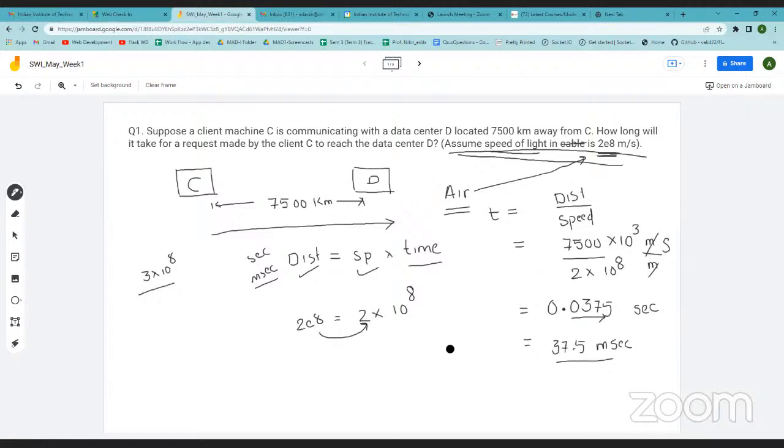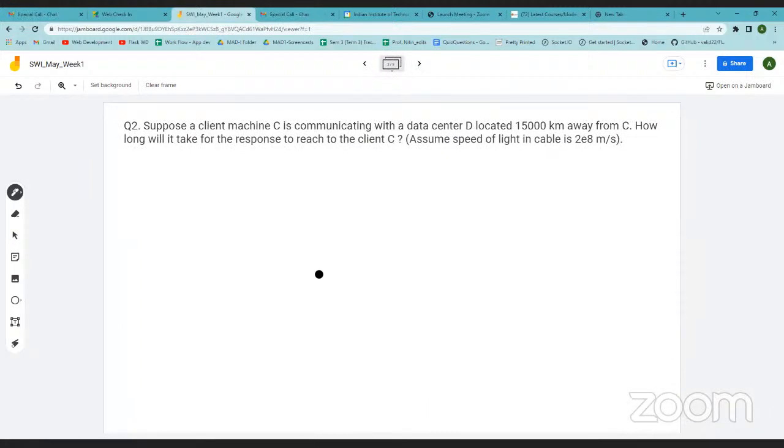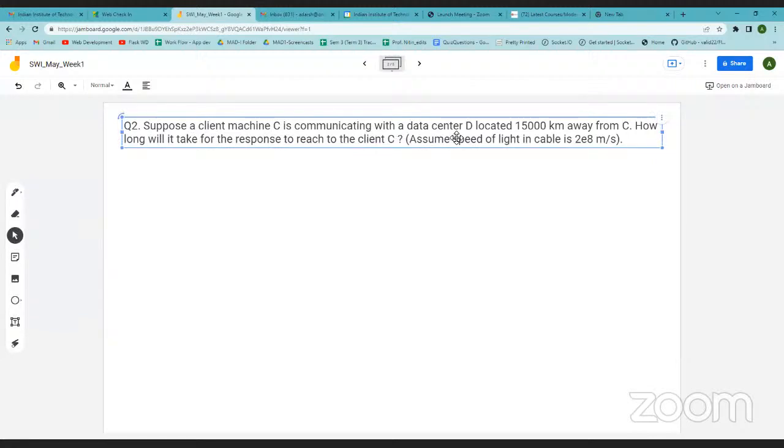Okay, I'm assuming yes. All right. If you see here, it will be just a build up on what we have seen in the previous question. This question also has the statement, right? So I'll just correct it. Suppose the client machine is communicating with a data center located at D, 15,000 kilometers away from C. How long will it take for the response to reach the client C? Assume the speed of light in air is 3e8 meters per second. So you need to solve with respect to this.